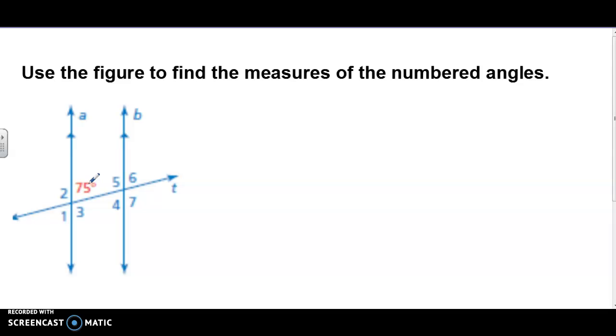So what angle is the alternate interior angle to the angle that's 75 degrees? Your options are 3, 4, or 5. Which one is the alternate interior angle? If you said angle 4, you'd be correct. It's on the inside, on the opposite side of the transversal, over here. It's not 3, those two are supplementary. So these two are equal to each other. So 75 and 4 are equal, so angle 4 is 75 degrees.